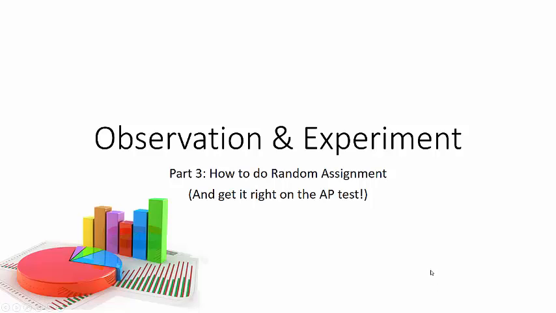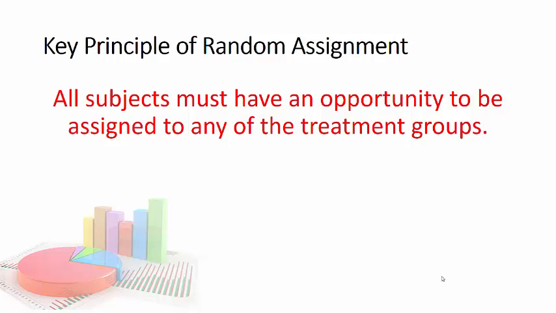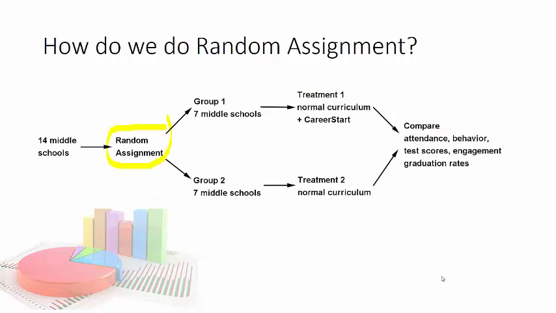Okay, let's take a look at how to do random assignment and get it right on the AP test. So the key principle of random assignment is that all subjects must have an opportunity to be assigned to any of the treatment groups. So how do we do random assignment?